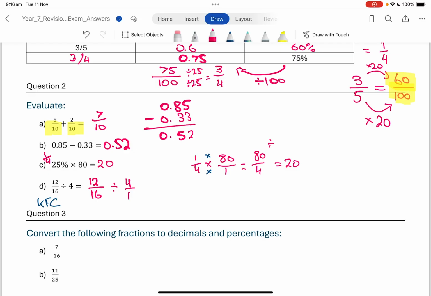So we're going to keep the first fraction the same. We're going to flip the second fraction. So keeping the first one the same, flipping the second one, and we're going to change the sign from a divide to a multiply. And now we can do 12 times 1 to give me 12.